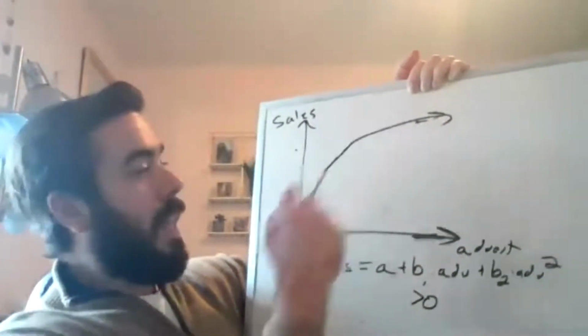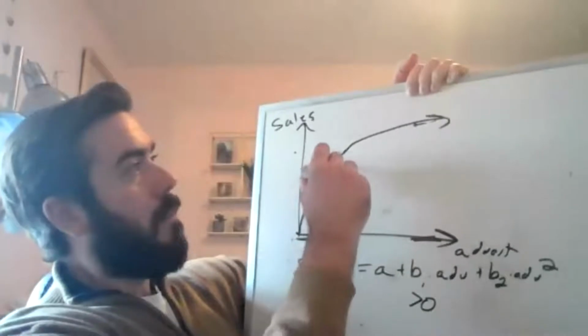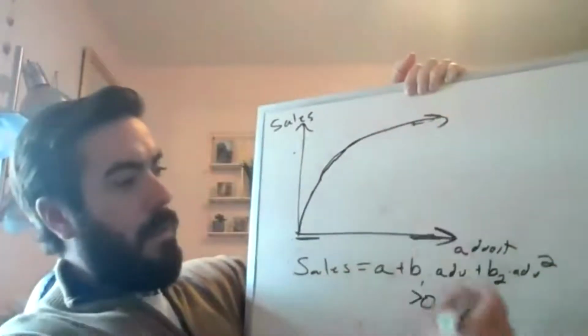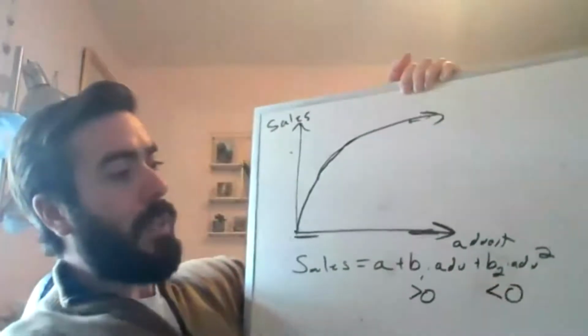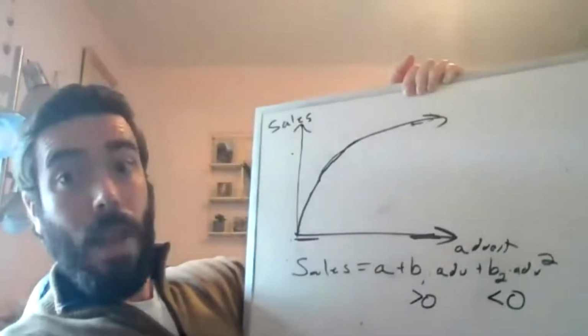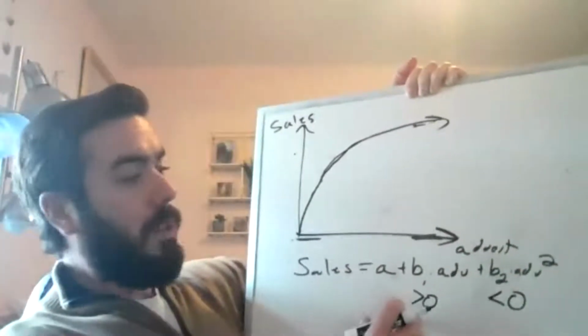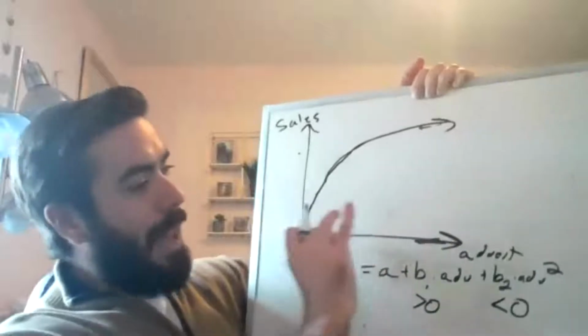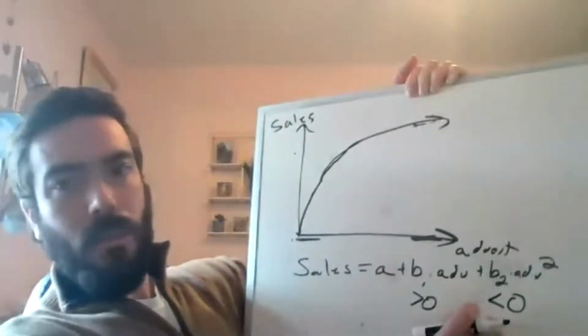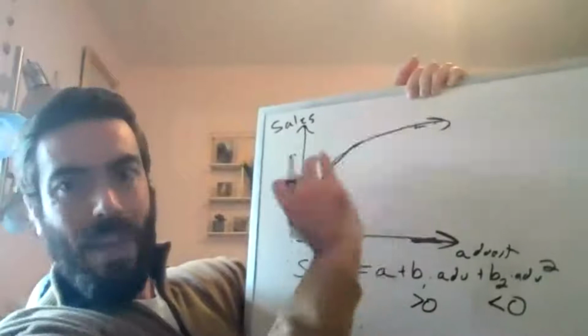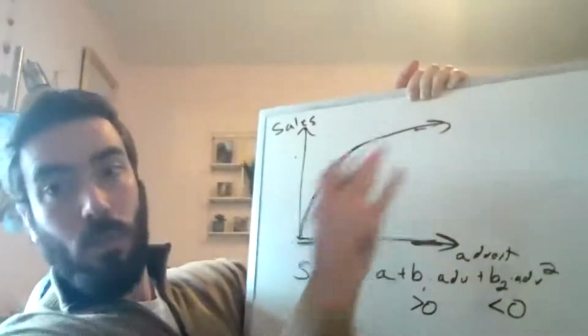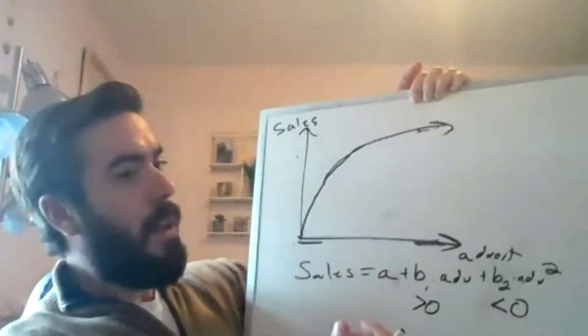So if this is the case where I'm increasing at a decreasing rate, then I would expect that quadratic term to be negative. So there's still a positive relationship, but as advertising gets higher and higher, that effect is kind of being pushed towards 0, or reduced.